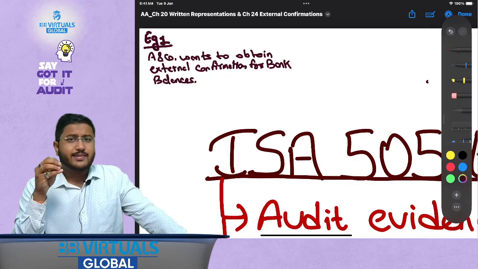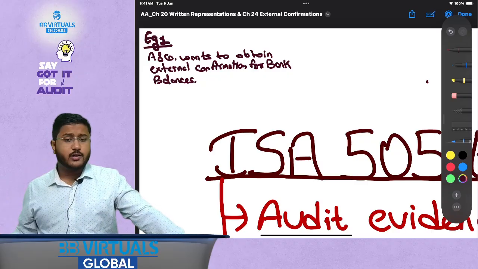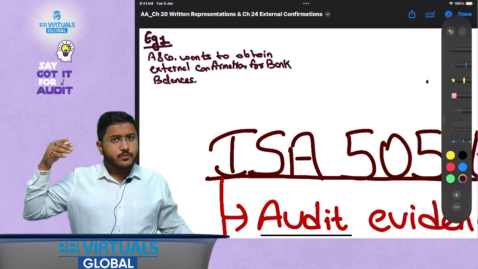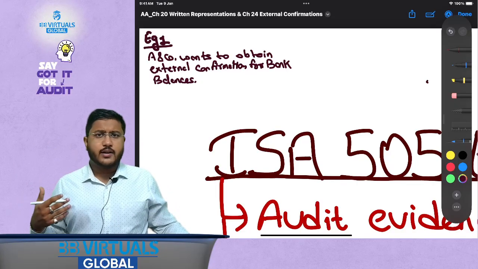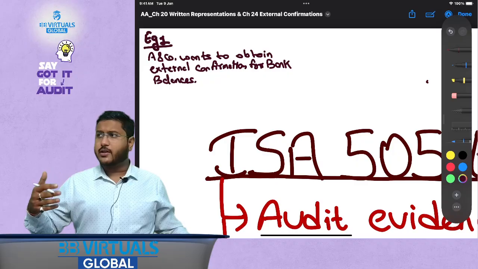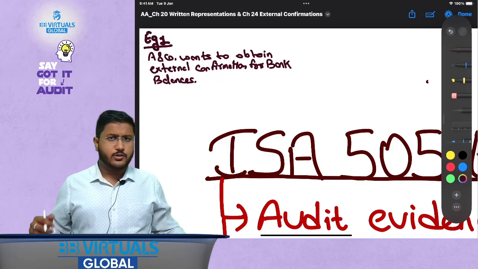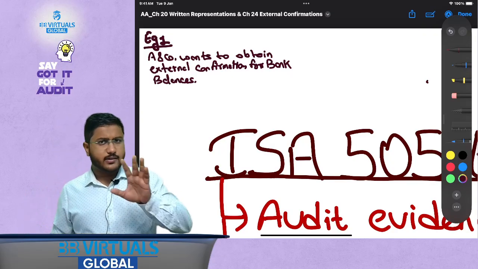Now my friends, what would this particular audit firm do? They will select certain banks to whom they will be sending the confirmation. They can also send the confirmations to all the banks. Then they will be tracking which confirmations are received, and for the confirmations they have not received, they can do follow-up procedures. They could do follow-ups, and then ultimately they will be performing alternative procedures. That is the thing.